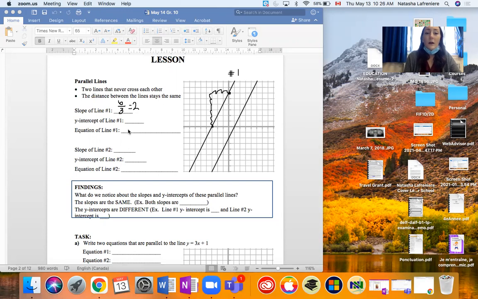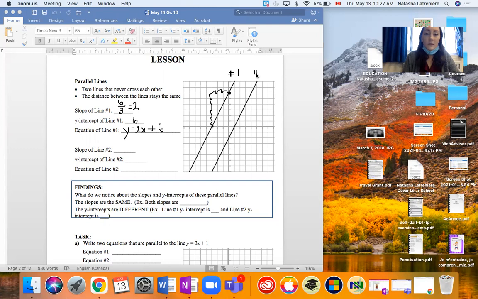Okay. Our y-intercept is where it crosses the y-axis. So right here, we have our point, which is our y-intercept. So that'll be 1, 2, 3, 4, 5, 6. So it'll be 0, 6. Okay. And like we've learned in the past, we put it into our equation. So y is equal to our slope, which is 2, times x plus our y-intercept, which is 6.